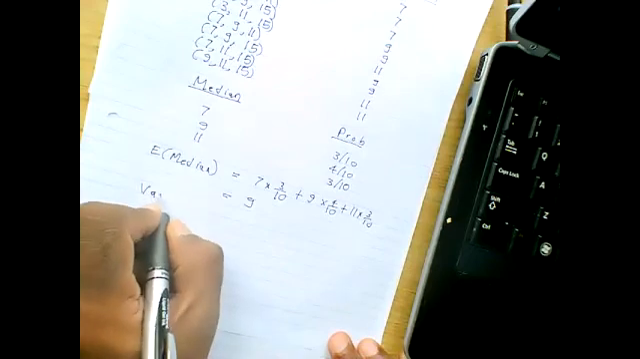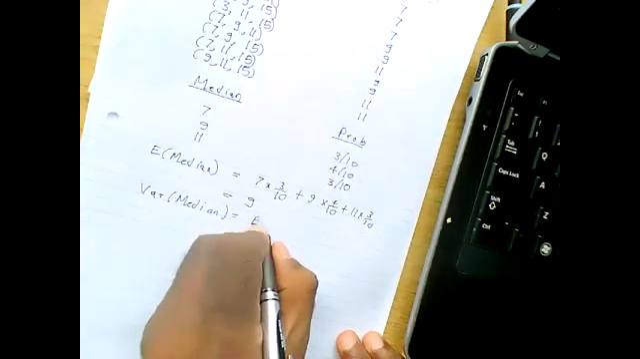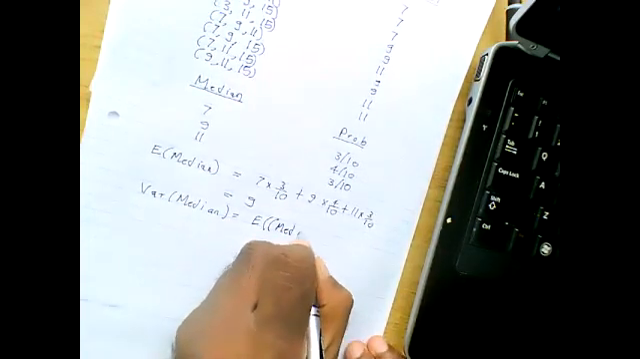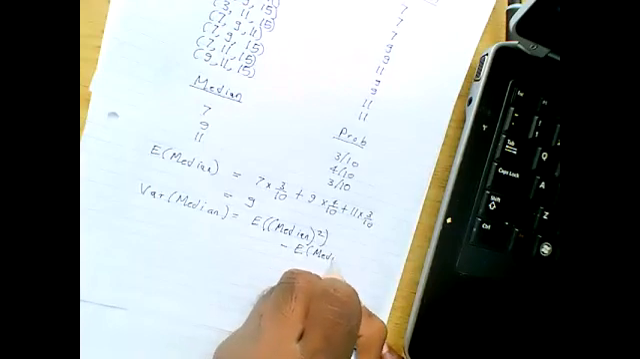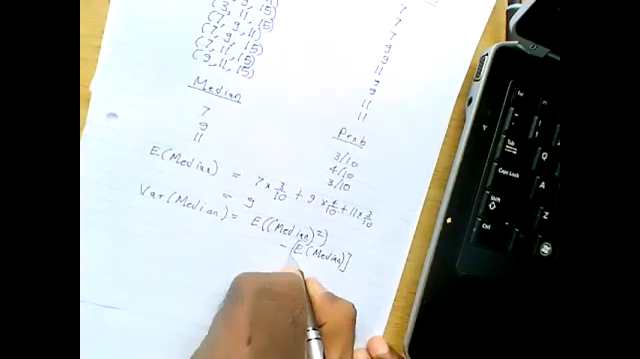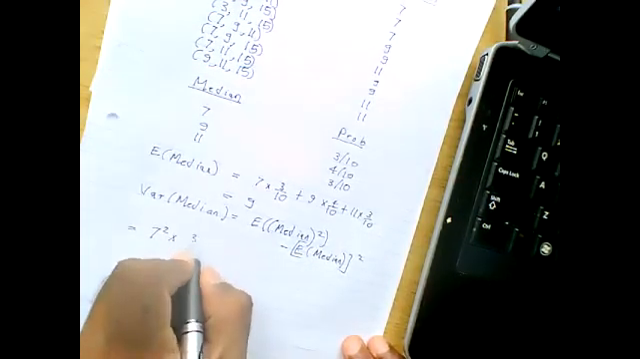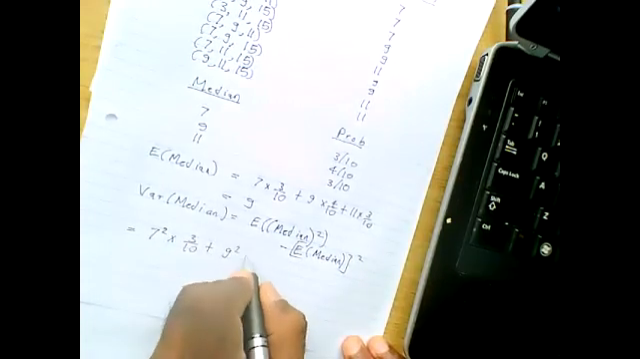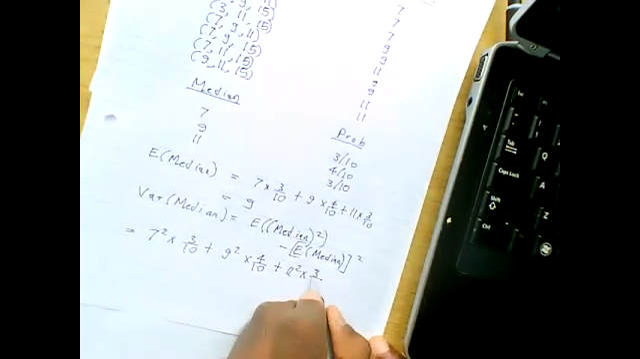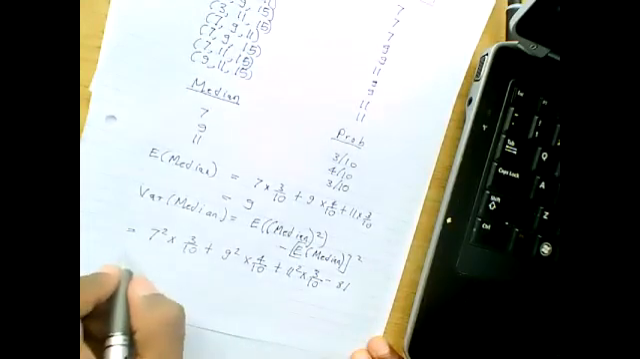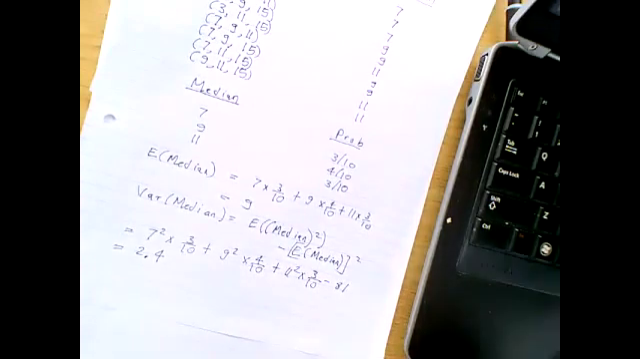Now to find the variance of the median, you use the same formula that I had given you before, which is this one. So this is going to be 7 squared times 3 over 10 plus 9 squared times 4 divided by 10 plus 11 squared times 3 divided by 10 minus 81, which you can work out to be 2.4. So this completes part 3.